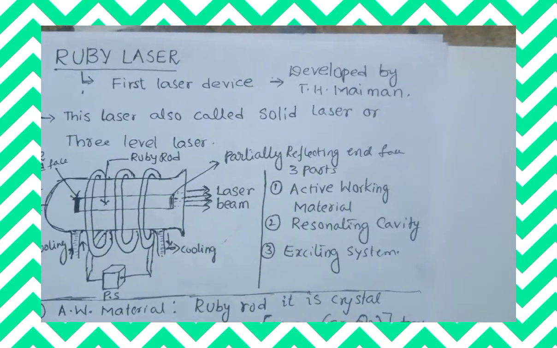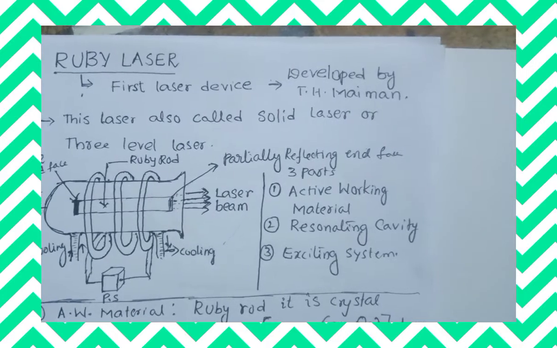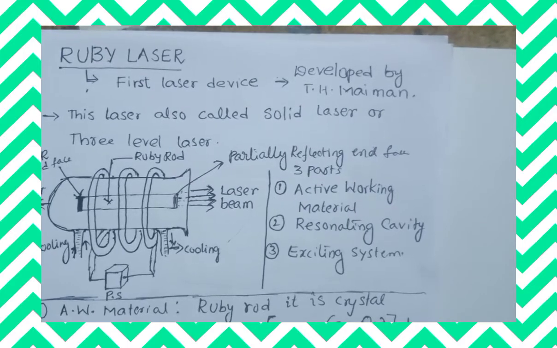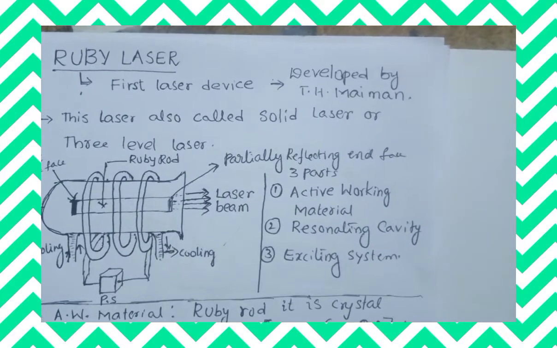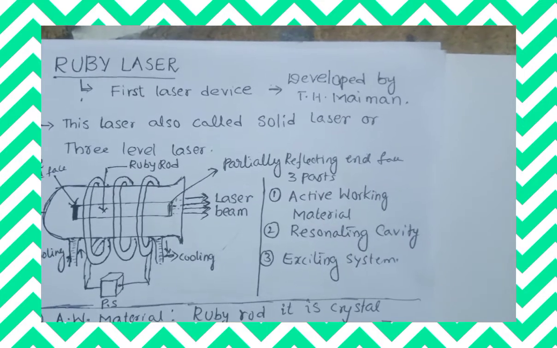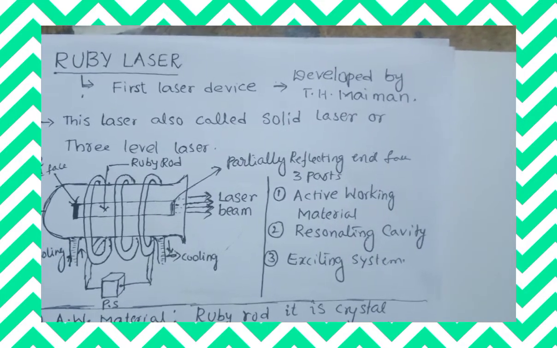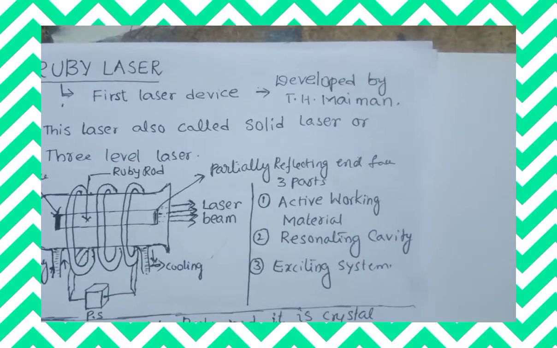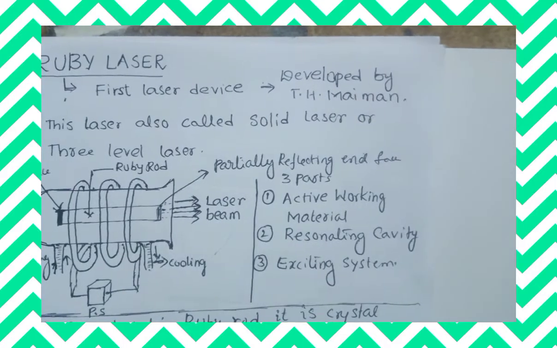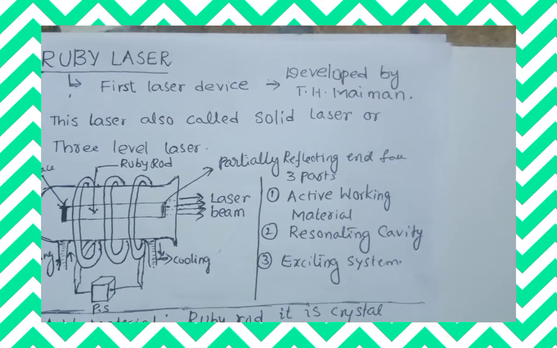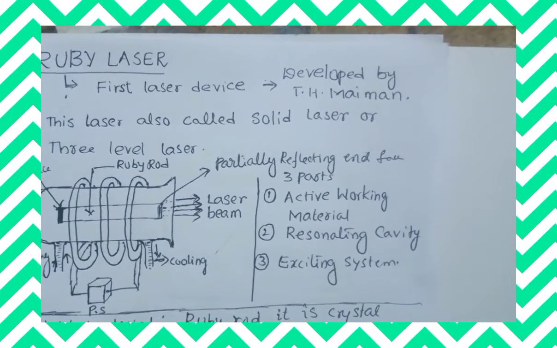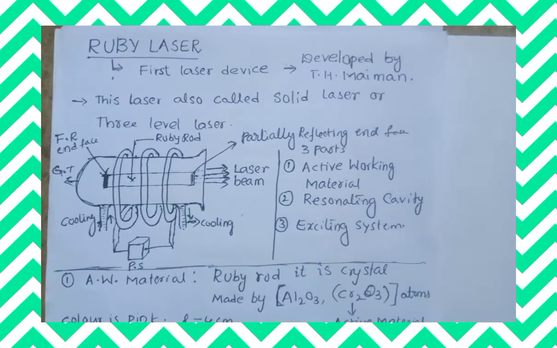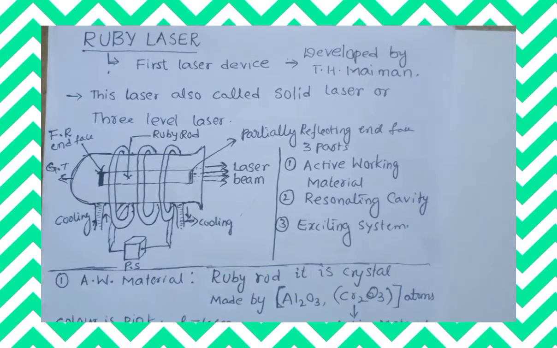Ruby laser. What is the abbreviation of laser? Laser means light amplification by stimulated emission of radiation. Now, Ruby laser is the first laser device developed by T.H. Maiman in 1960. This laser is also called a solid laser or three-level laser. Now, the construction and working of Ruby laser.